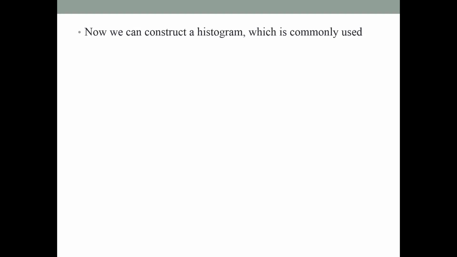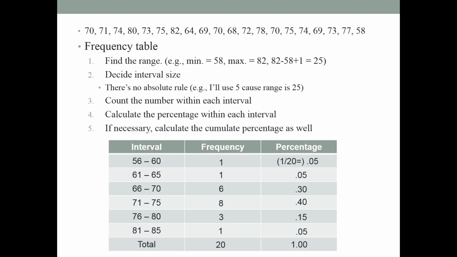And finally, we can construct a histogram, which is commonly used. First, we decide a midpoint for every interval. In our case, it's 58, 63, 68. Let me show you the table again. So here, the first interval, 56 to 60, the midpoint is 58. Now, 61 to 65, the midpoint is 63, and so on and so forth, right?